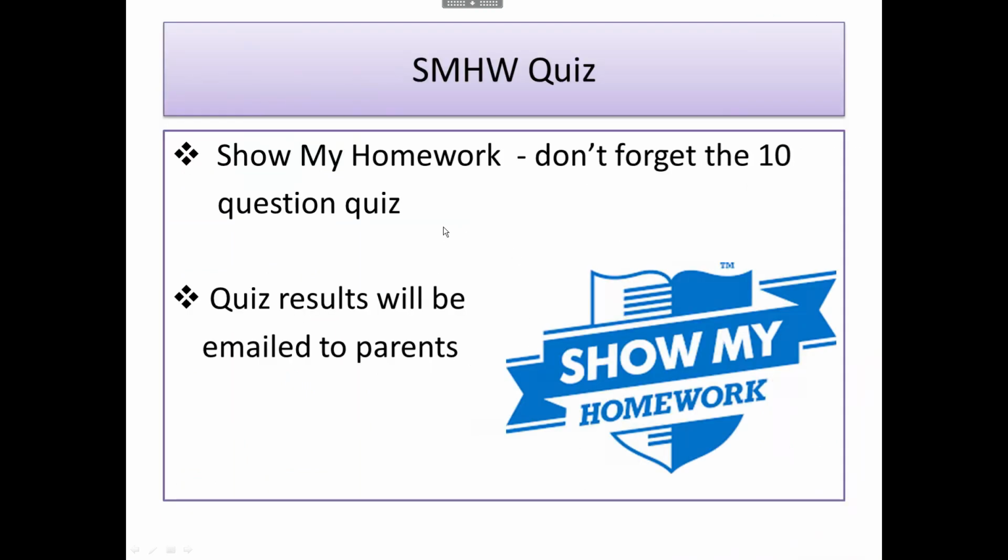And now you need to remember to go back to Show My Homework and complete the 10-question quiz. We are emailing quiz results to parents, so make sure you've done that. And hopefully, if you've done a really good job with this lesson, you should find that quite straightforward. But don't forget to go and do the 10-question quiz.